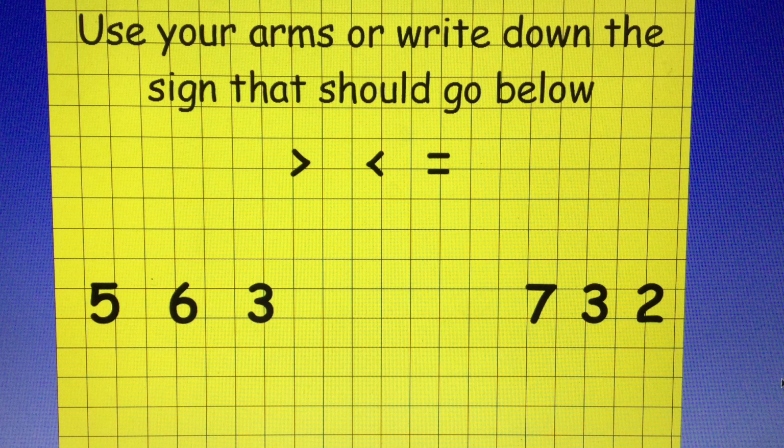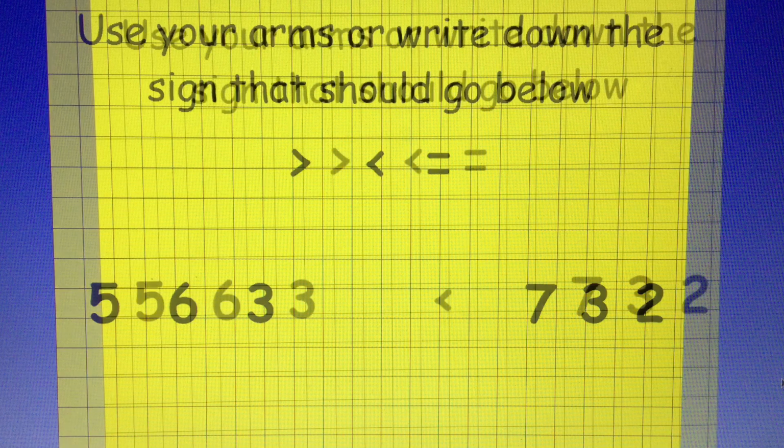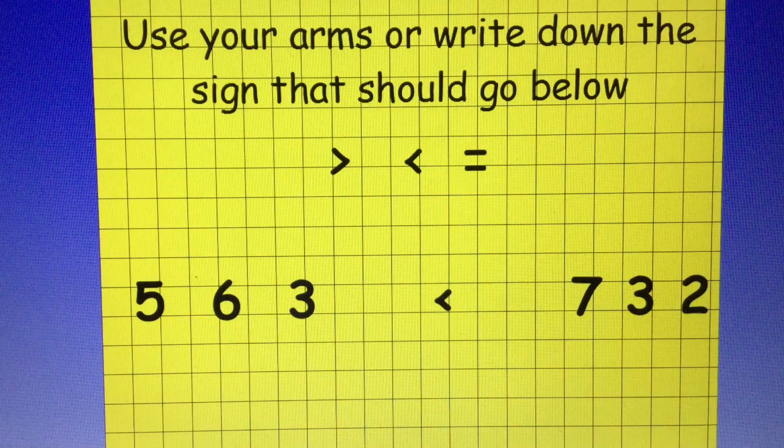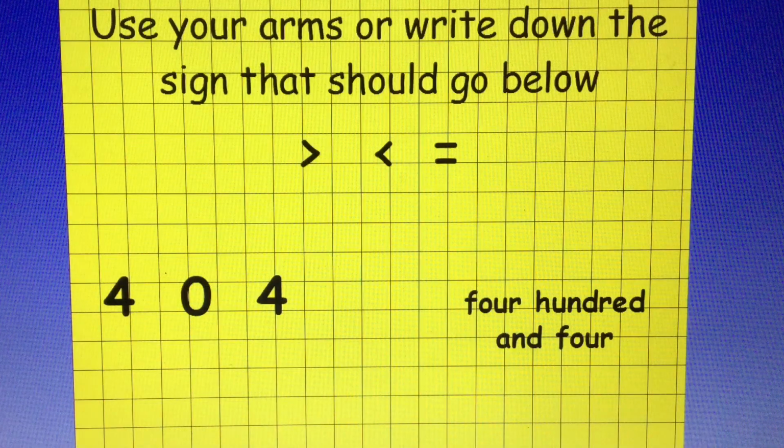563, 732. Which one is larger, or are they the same number? 563 is less than 732, and as you can see, the crocodile is snapping up 732 because it is the larger number. Use your arms or write down the sign that should go below.